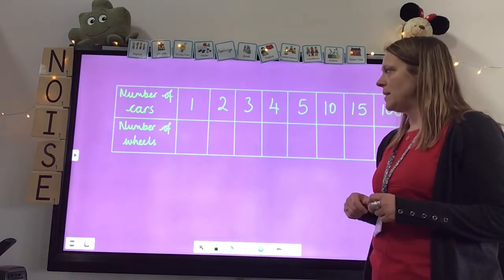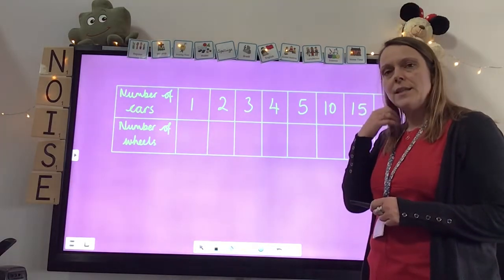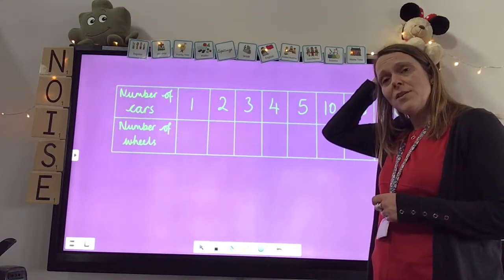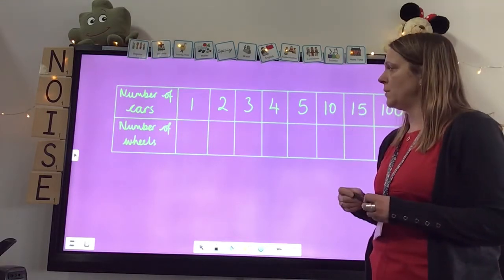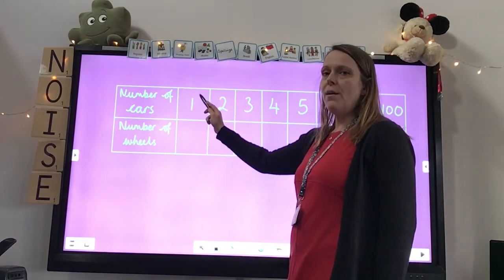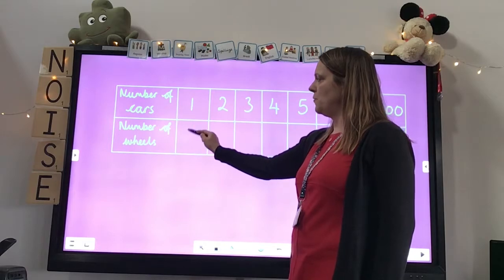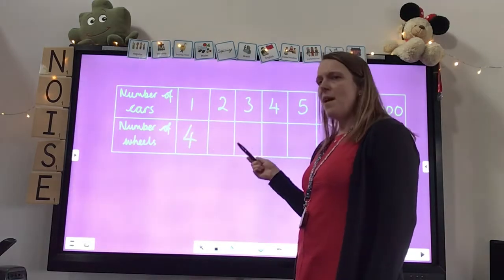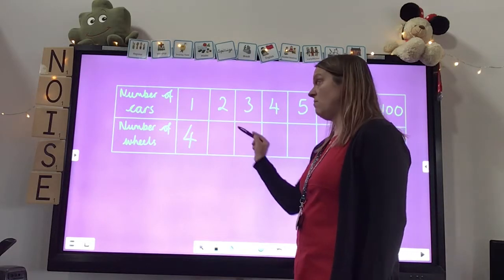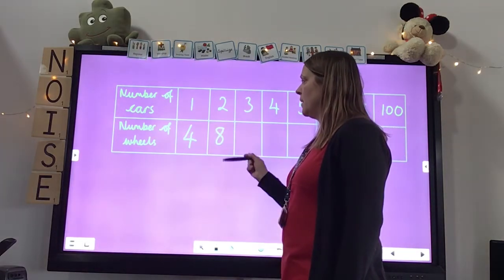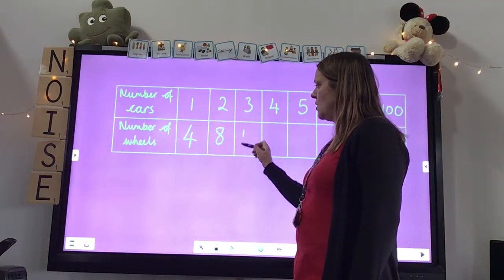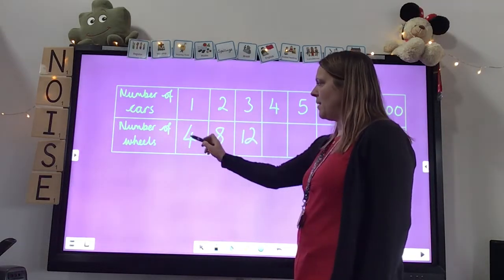Now I'm a business that replaces tyres, and I've got cars coming in, and I need to know how many tyres I need to order for those wheels. Okay. So if I had one car coming in, I would need 4 wheels, wouldn't I? What about if I had 2 cars coming in though? How many wheels would I need? I'd need 8, wouldn't I? Okay. And what about 3 cars? I would need 12.